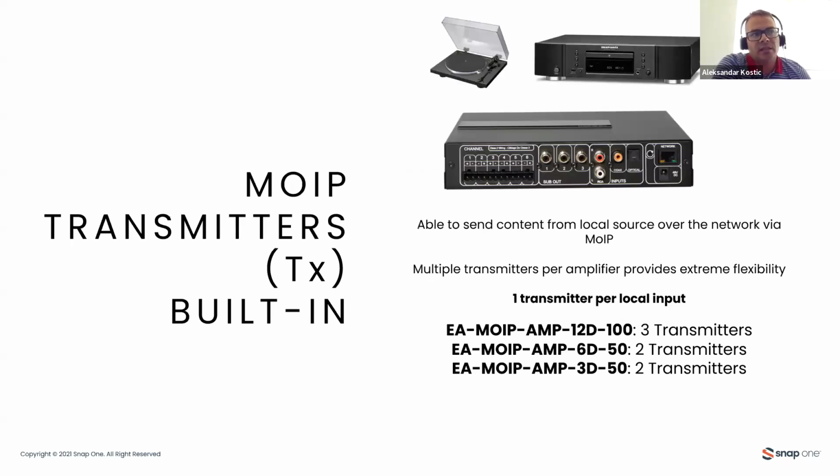Similarly, as they can act like virtual receivers, they can act as virtual transmitters. Depending on the number of audio inputs, you can define a different number of audio transmitters per amp. If you remember, the 3 and 6 channel amplifiers have 1 analog and 1 digital input. That means they can act like 2 virtual transmitters, and the 12-channel amplifier has one digital and 2 analog inputs, so it can act like 3 virtual audio transmitters in a single box.